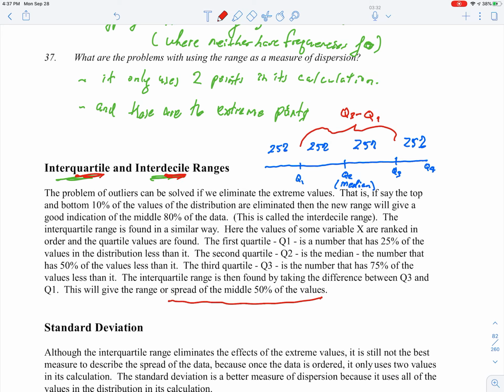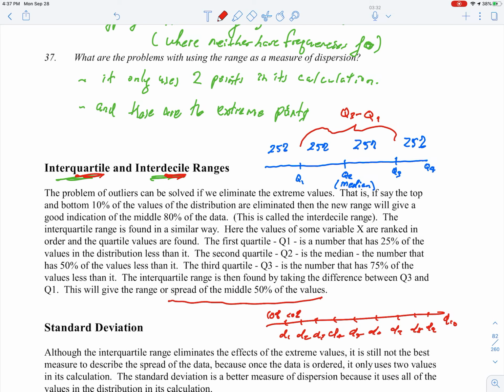And with deciles, you're doing the same kind of thing, but you're dividing it up into 10 different parts. So this would be D1, D2, D3, D4, D5, D6, D7, D8, D9, and D10. So there's 10% in each of these.